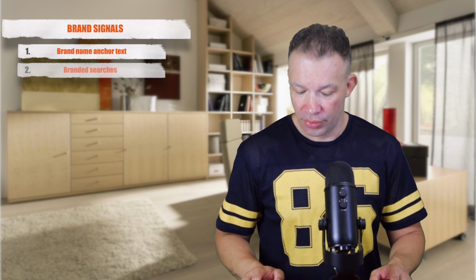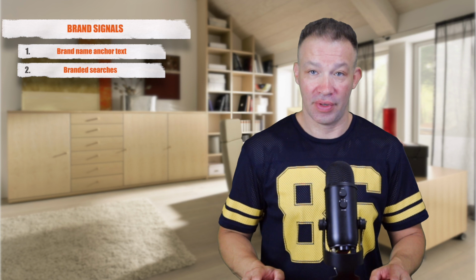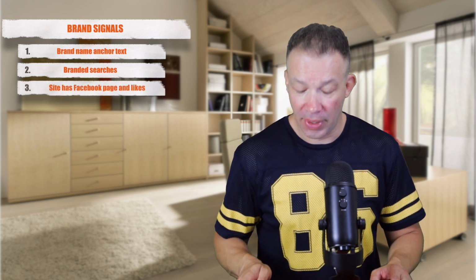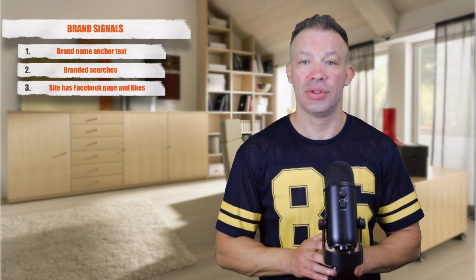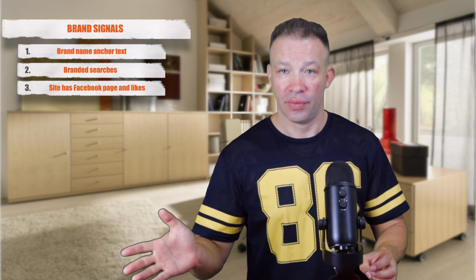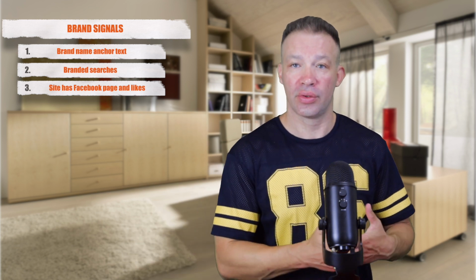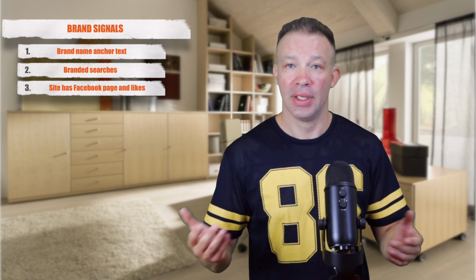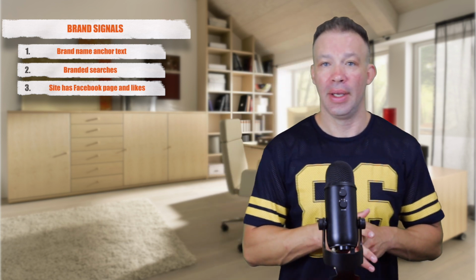And let's go to the brand signals. 1, brand name anchor text. We need some branded keywords pointing to your website. 2, branded searches. Very important, as I told you before. 3, site has a Facebook page and likes. You need a Facebook page for social proof and to show Google that you are a real company, a real business behind this website, and you are not another PBN site.